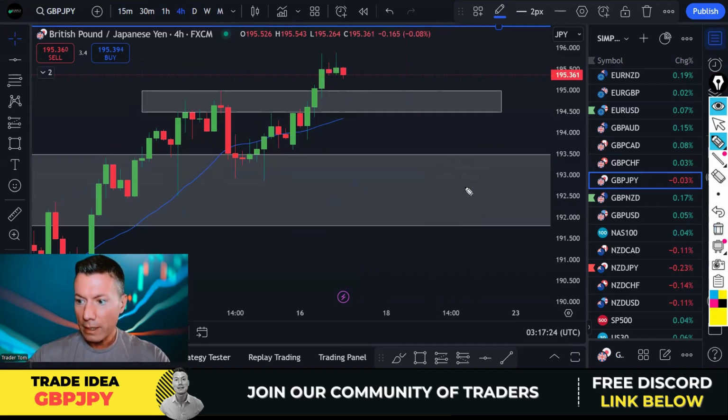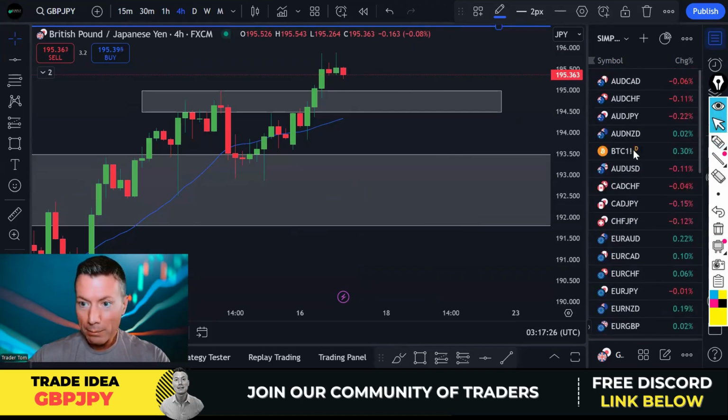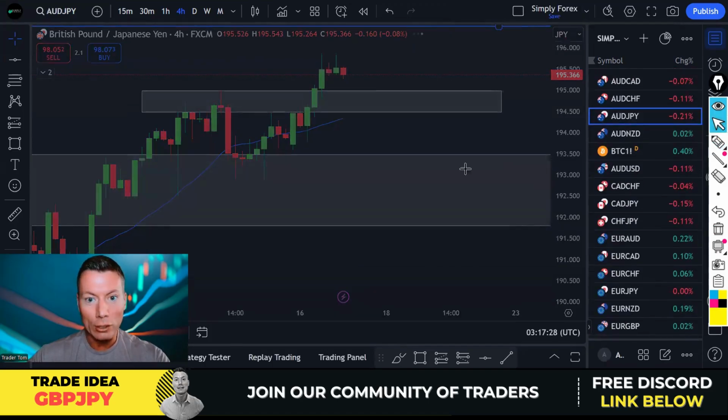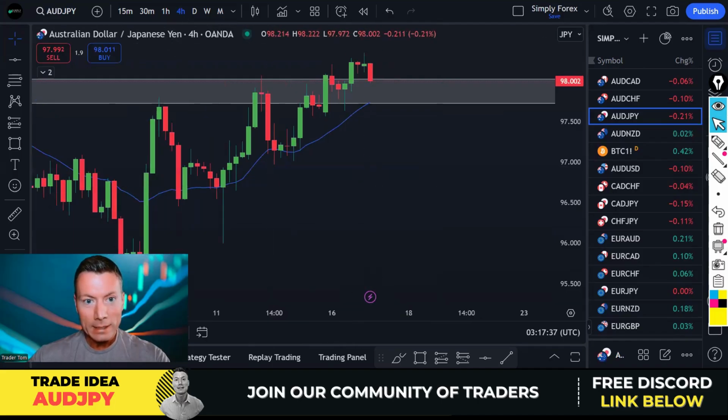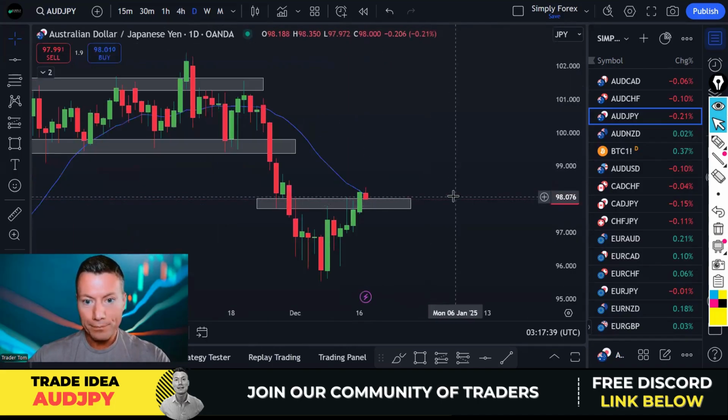All right, and there's one more yen pair we're looking at, and that is Aussie dollar yen. And there's also one other trade that's not a Swiss franc or yen pair. I know, crazy. Let's have a look at the day chart.